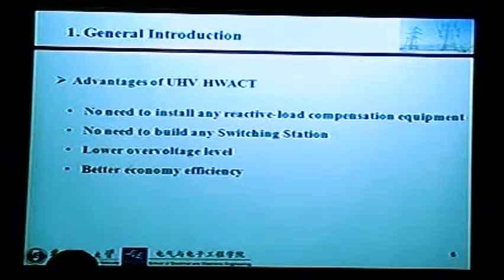Advantages of HWACT in China. First, no need to install any reactive power compensation equipment. Second, no need to build any switching station. Lower voltage level, and better economic efficiency.